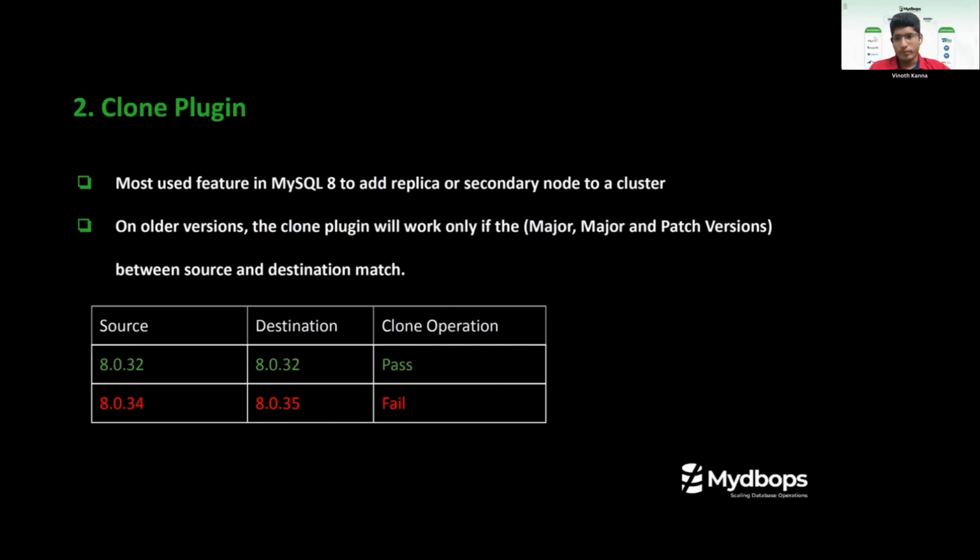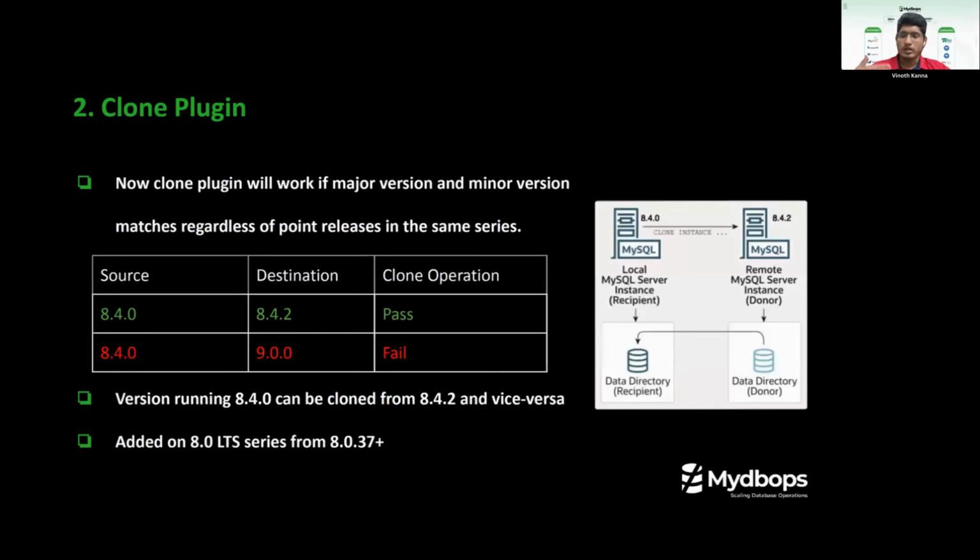But with 8.4, we will be able to clone different servers with differing patch versions. For example, we will be able to clone 8.4.2 from the source 8.4.0. So there won't be any issues in cloning. The only thing is that it has to match the major version and the minor version. Cloning across different minor versions or major versions is still not supported.